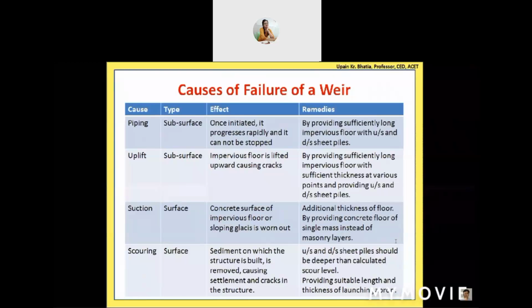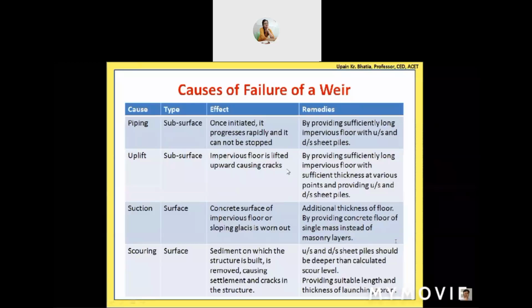I'm not discussing it in much detail over here because uplift pressure and piping, both of these things, are to be discussed in the seepage theory chapter. We'll be designing our impervious floor on the basis of these two things. What we can do to prevent this is to provide a sufficiently long impervious floor, with upstream and downstream sheet piles. I told you that the sheet piles along with the impervious floor, we'll be designing and studying in the next chapter. For uplift pressure, the impervious floor is lifted upwards, causing cracks.